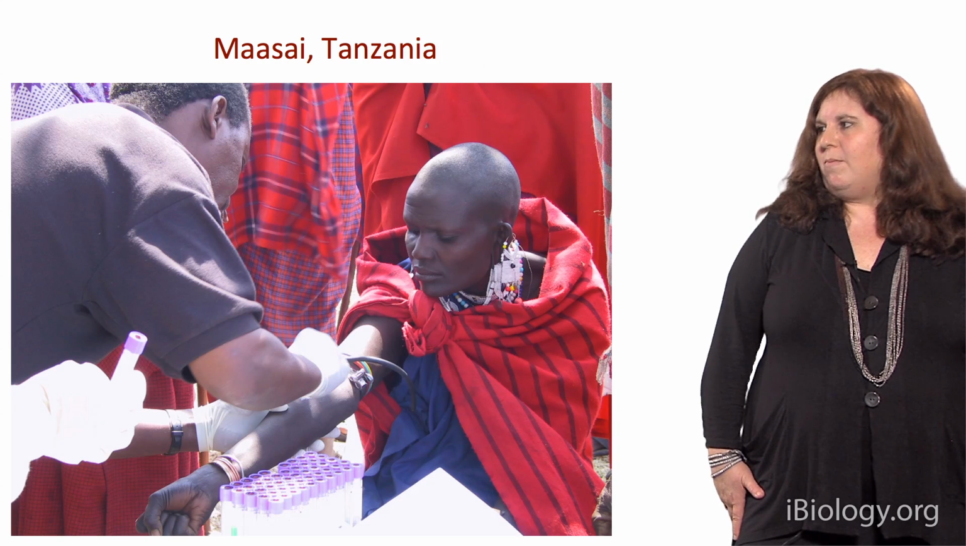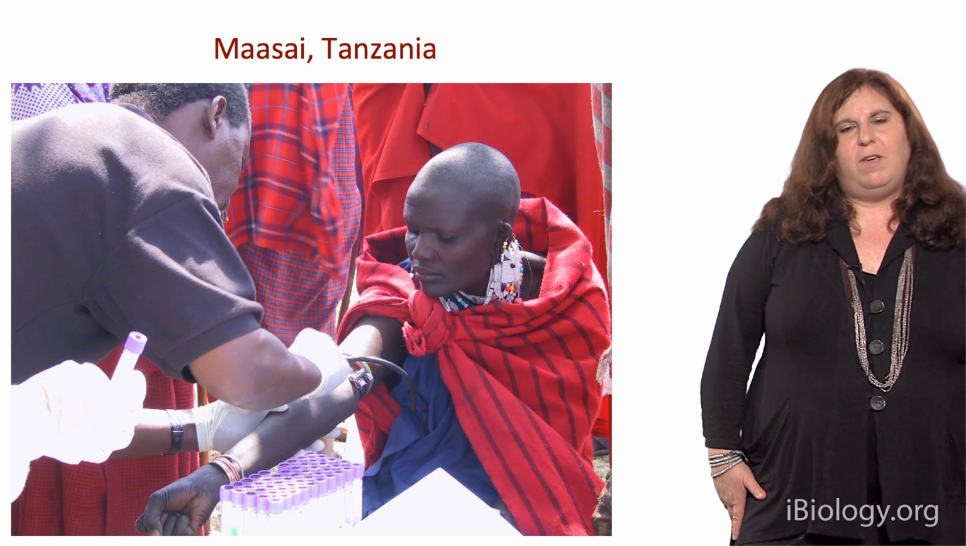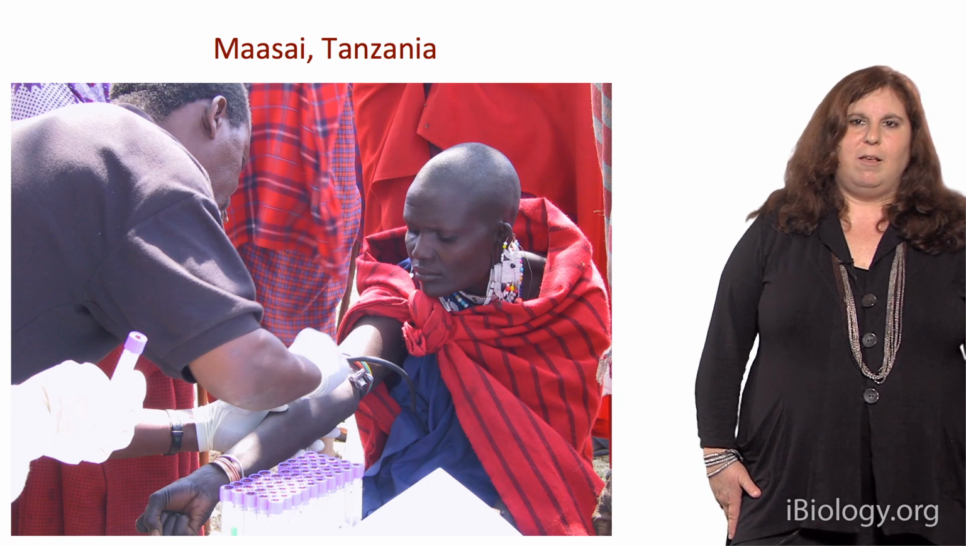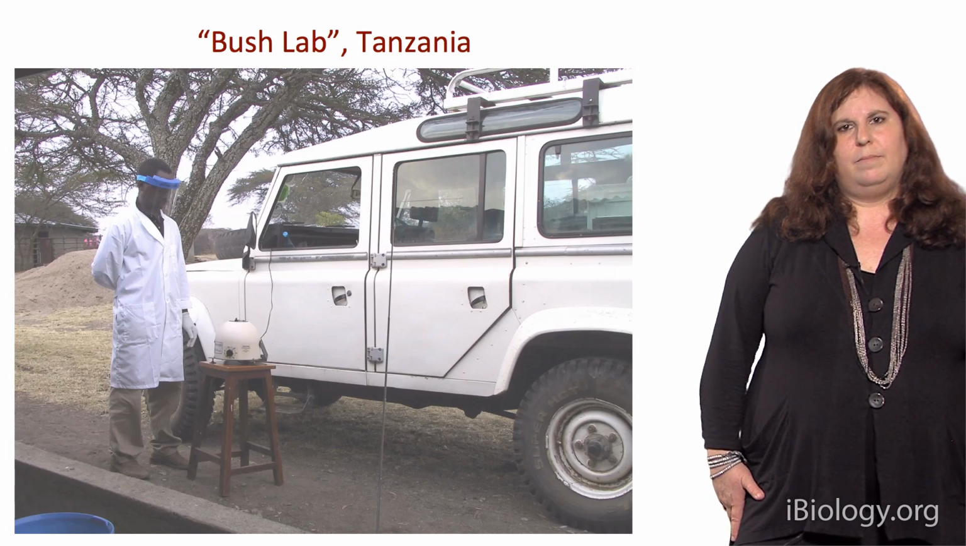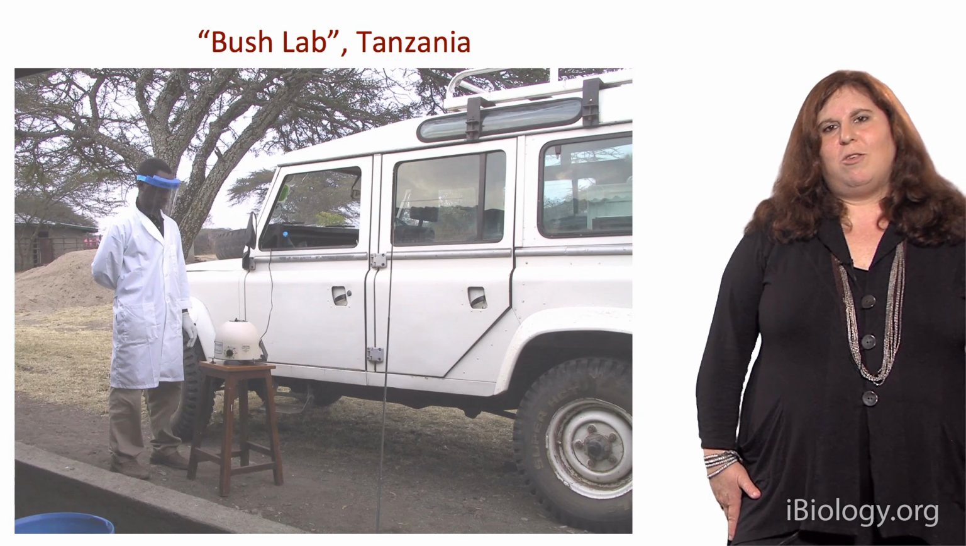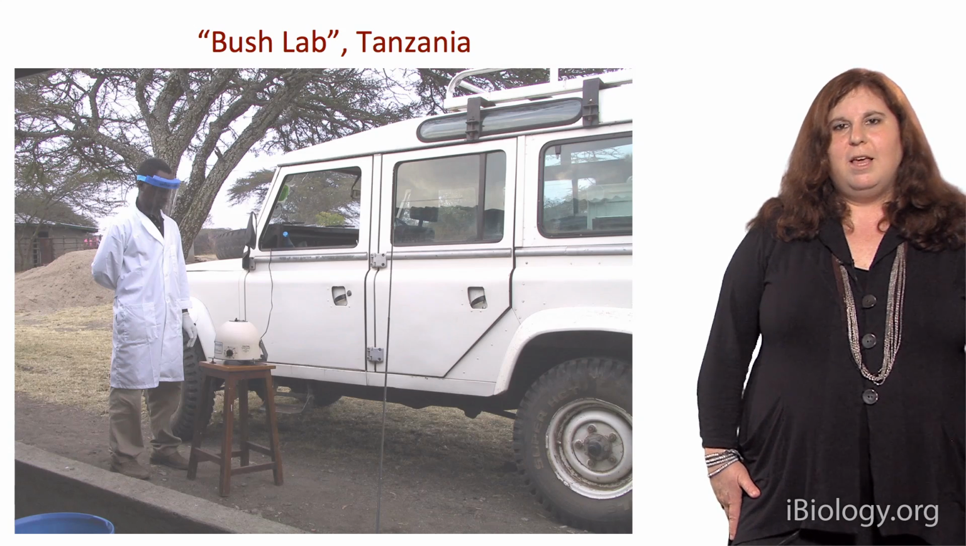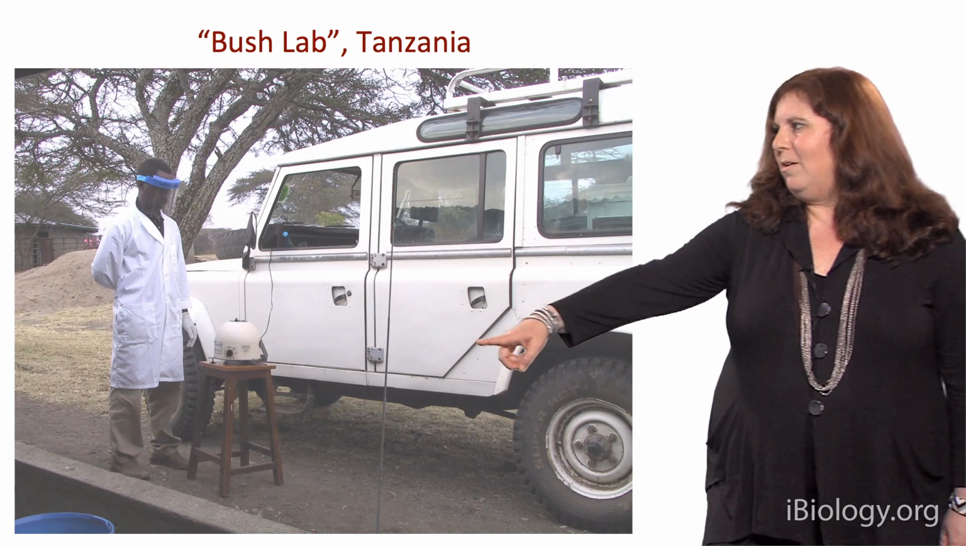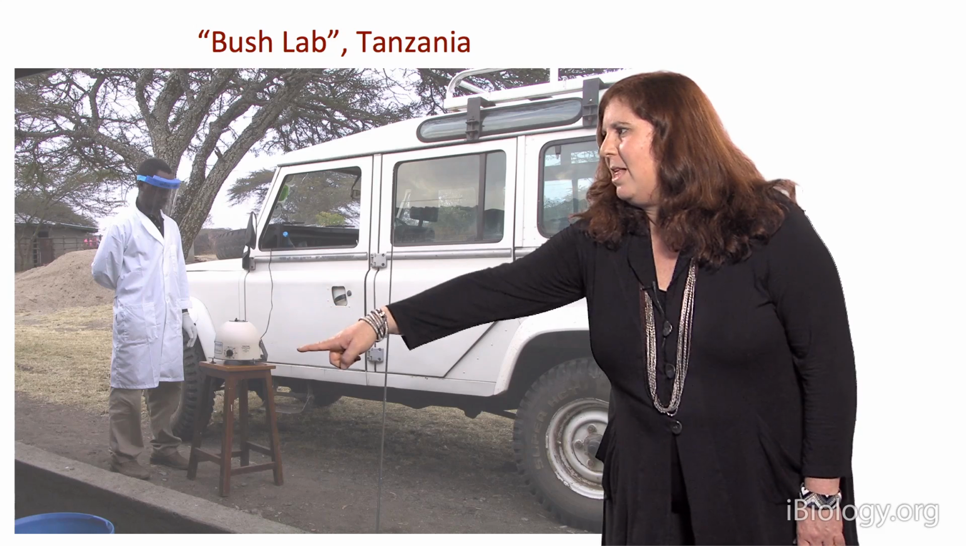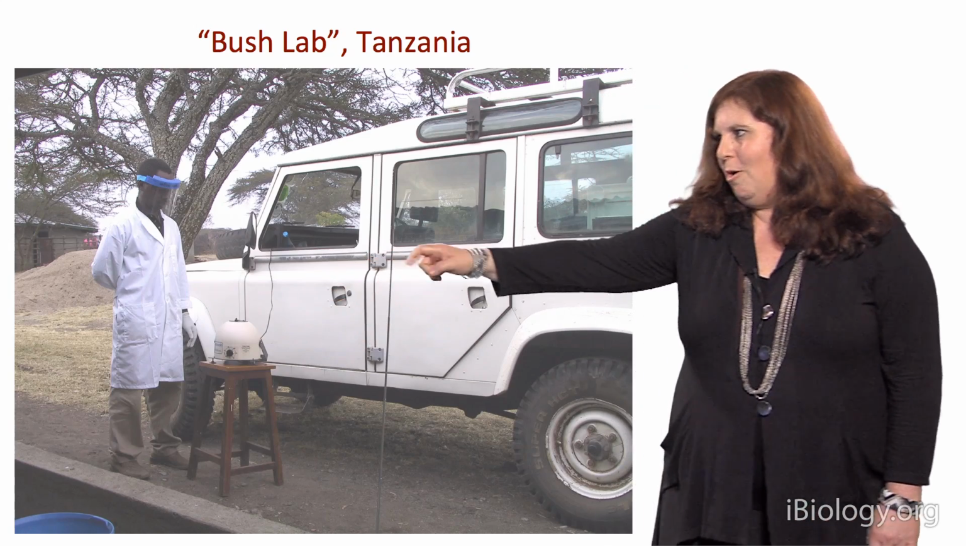From each of these samples, we typically obtain blood intravenously, and we've started to also obtain RNA. But one of the challenges is processing these samples in regions where there's no electricity. So here's an example where we set up the so-called bush lab. We had to set up our centrifuge and hook it up to the car battery.